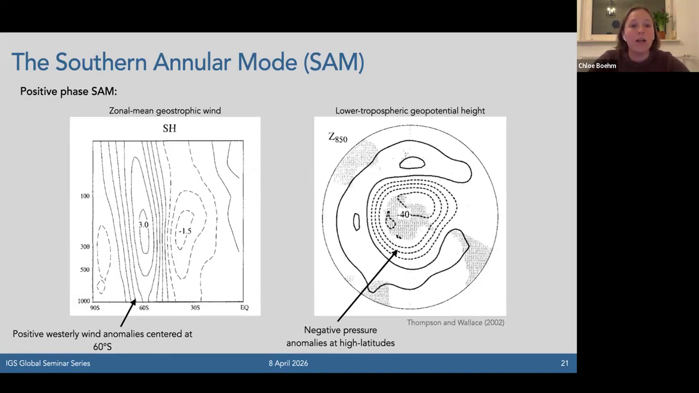And then that also is characterized by negative pressure anomalies at high latitudes. So in a positive phase, you get anomalously strong westerlies at around 60 degrees south and anomalously low pressure at high latitudes. In the negative phase of the SAM, you would get the reverse, with anomalously weaker westerlies and high pressure over the high latitudes.